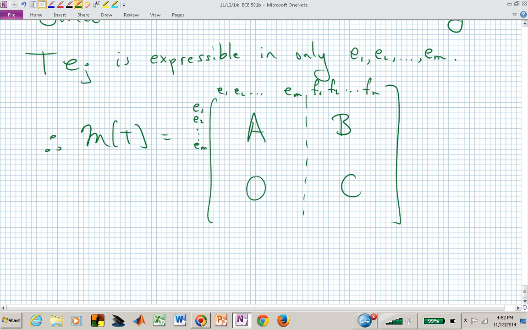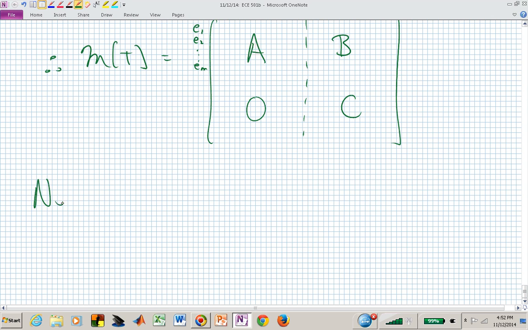Since anything that's spanned by E1 through Em has to remain in that collection or linear combination of those vectors, we know that the matrix of our linear operator has to have this block upper triangular form, with a block A and all zeros below. This then allows us to make the following observation about certain norms.